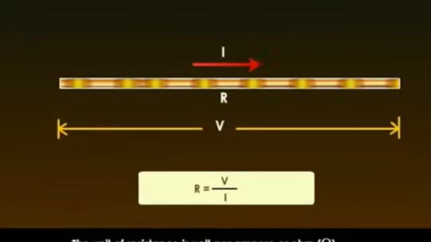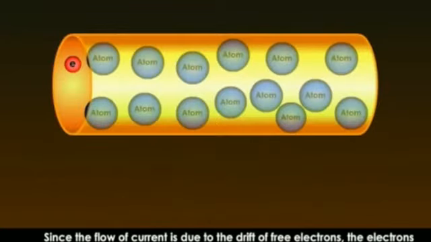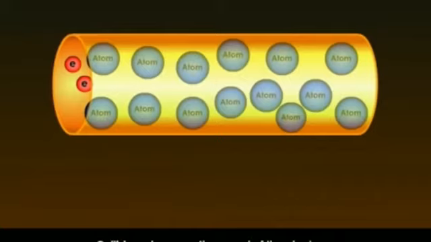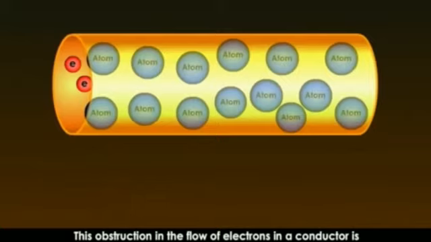Now, consider a metallic conductor where the current is flowing through it. Since the flow of current is due to the drift of free electrons, the electrons frequently collide with the atoms present in the wire. This decreases the speed of electrons. This is the actual cause for the obstruction in the flow of electrons in the conductor, or the cause of resistance.